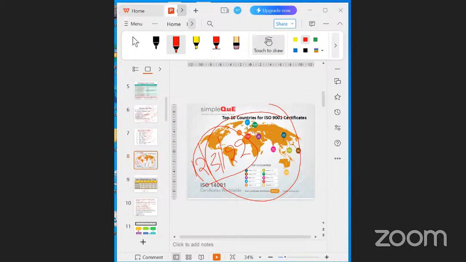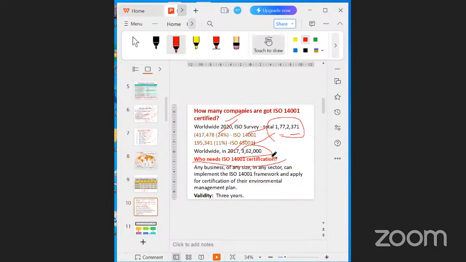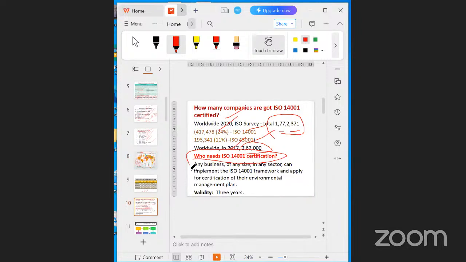So now who needs ISO 14001 certification? Any business of any size, of any sector can implement the ISO 14001 framework and apply for certification of their environmental management plan, right? So this makes it one of the most popular standards in the world, right?